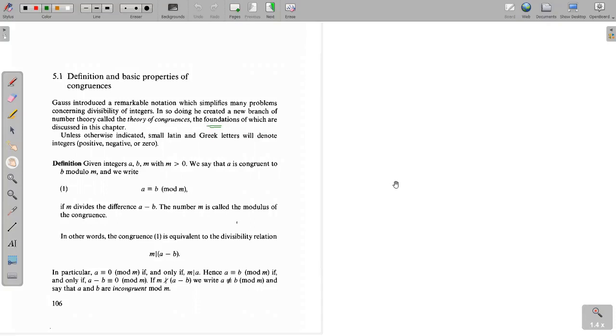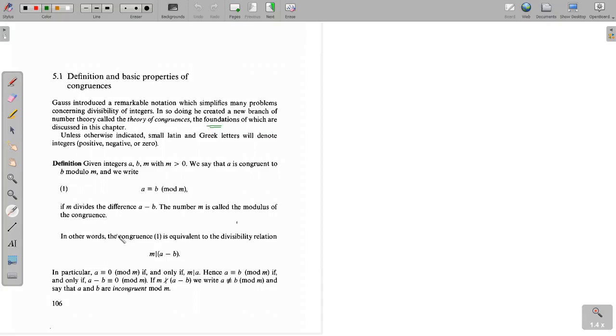Given integers a, b and m with m greater than 0, we say that a is congruent to b mod m, and we write a ≡ b (mod m) in this manner, if m divides the difference a minus b. The number m is called the modulus of the congruence. This definition is already discussed in the undergraduate classes.